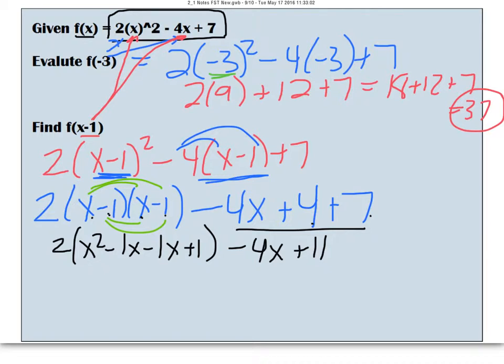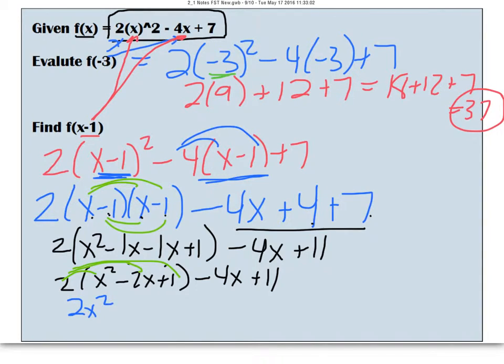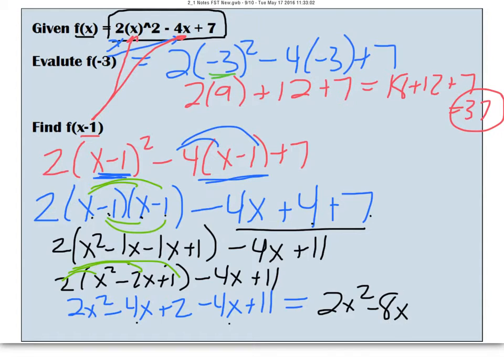And then why don't I combine maybe these like terms here first? So x squared minus 2x plus 1, and then minus 4x plus 11. I'm going to wrap it up by distributing that 2 through. Gives us 2x squared minus 4x plus 2, and then minus 4x plus 11. I'm going to add like terms and put it in standard format. So 2x squared is first, negative 8x, and then 2 plus 11 is 13. This is the final answer in standard format.